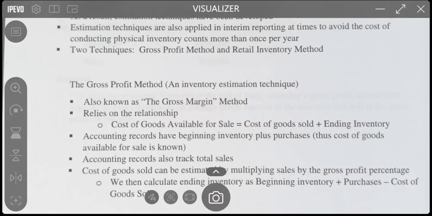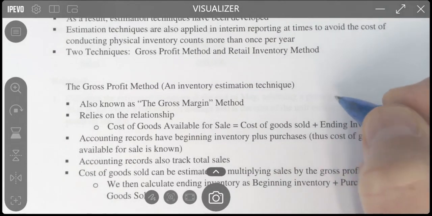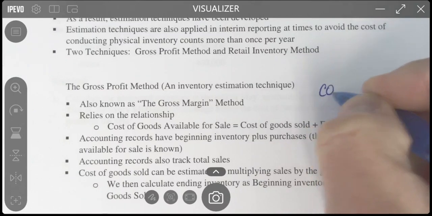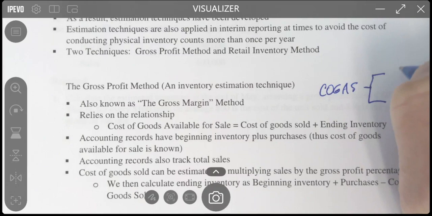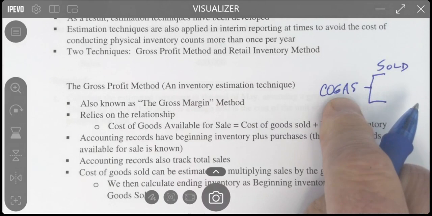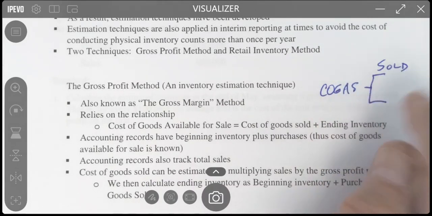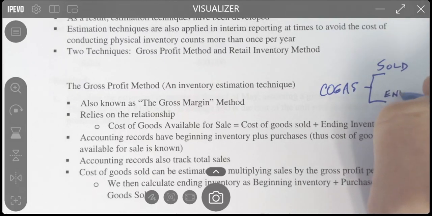The gross profit method, also known as the gross margin method, relies on the relationship: cost of goods available for sale equals cost of goods sold plus ending inventory. Remember, we have used that in our inventory studies because we have cost of goods available for sale, and we have the two places it could end up. Those units could have been sold, or they better be in ending inventory.